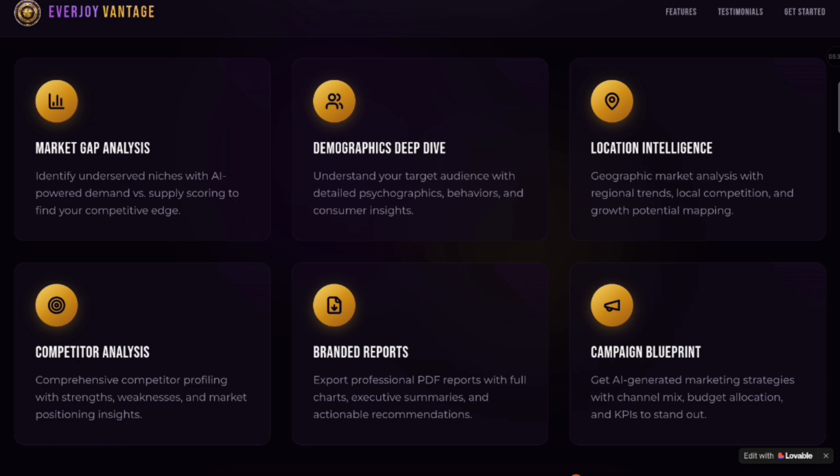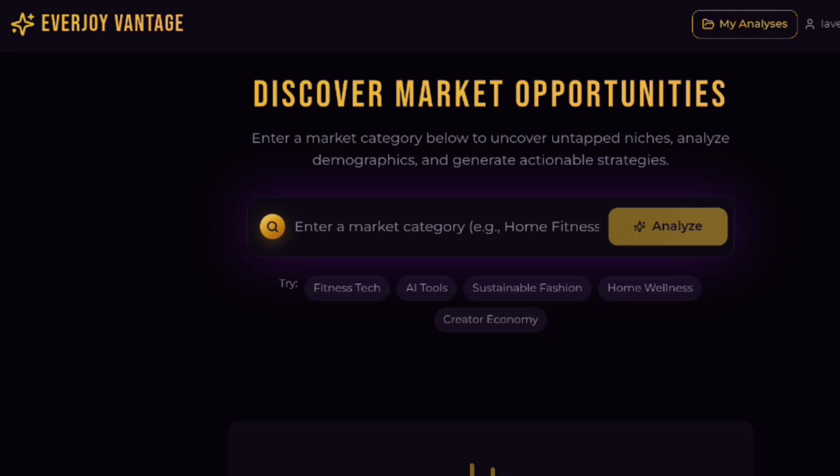And then the campaign blueprint, that's the AI-generated marketing strategies with channel mix, budget allocation and KPIs to stand out. So that's giving you actual goals and targets and metrics to work through with your product. So for instance, you found your gap, you looked at the competitors, you looked at your SWOT, you looked at the report in detail, and now you're ready to action your actual blueprint. I think this tool is going to be really useful to a lot of people, and I'll take you through it now.